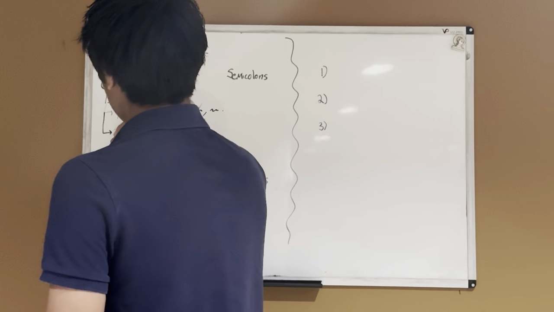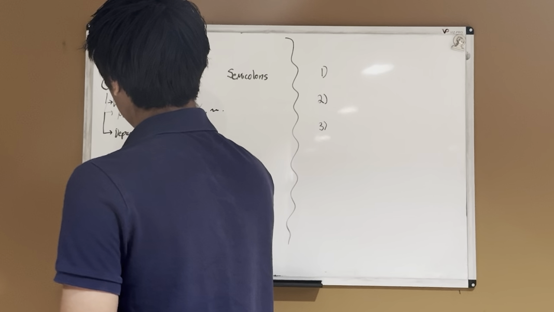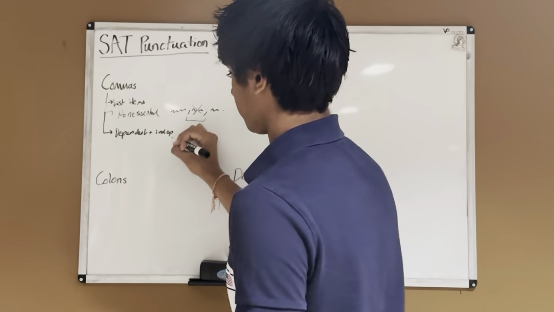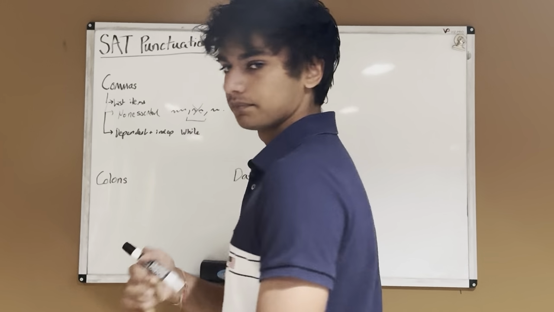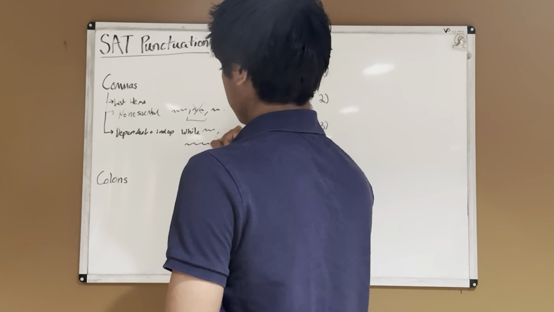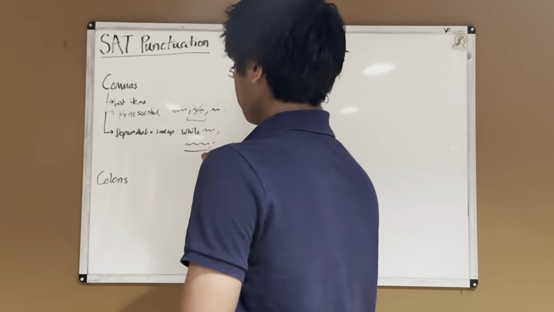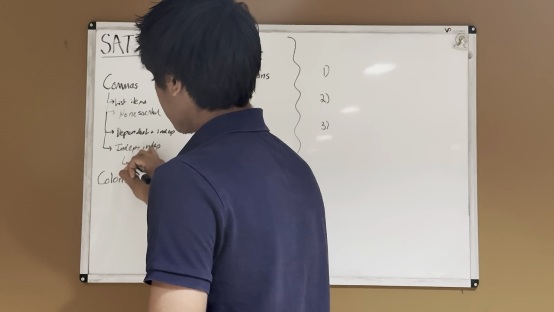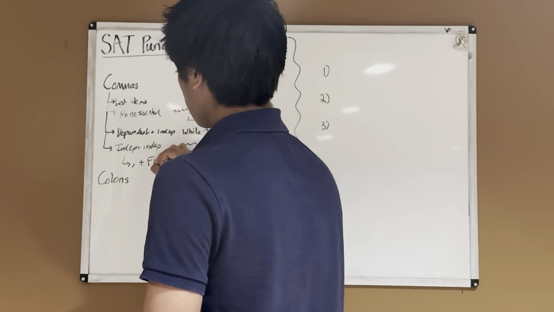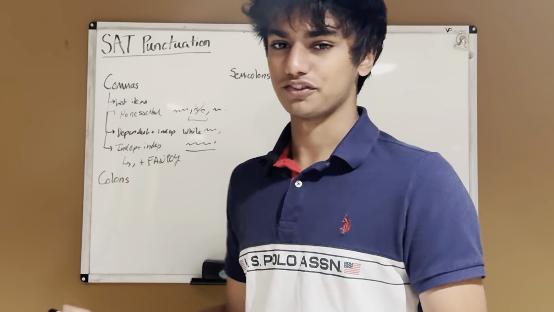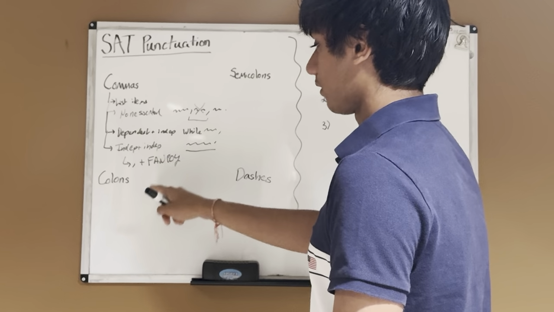Commas also connect dependent plus independent clauses, and the example would be something like "while," or some kind of dependent word. So while something, and then we would have the rest of our sentence, comma, in the independent clause here. And commas can connect independent clauses to independent clauses using a comma plus a fanboy or a conjunction. So fanboy is just for, and, nor, but, or, yet, and these are all conjunctions you can use to connect an independent clause to an independent clause using a comma.